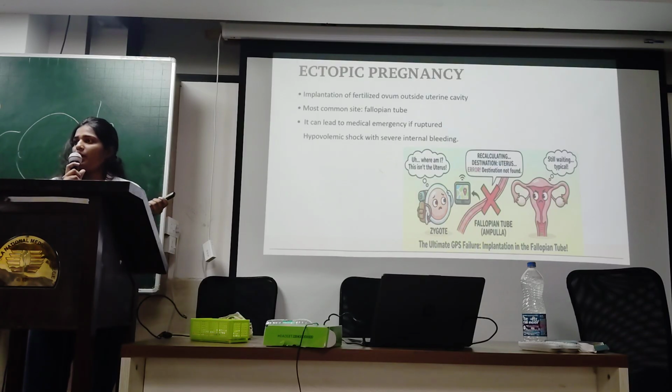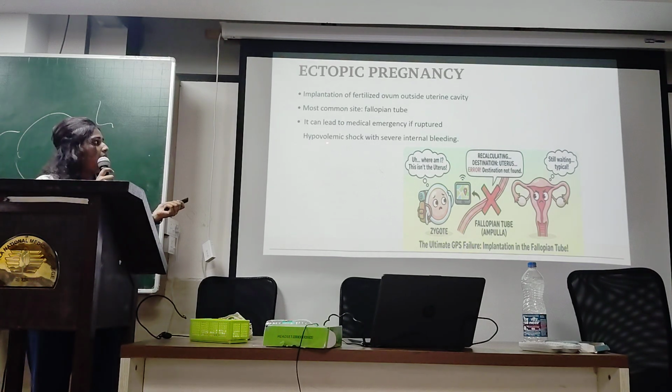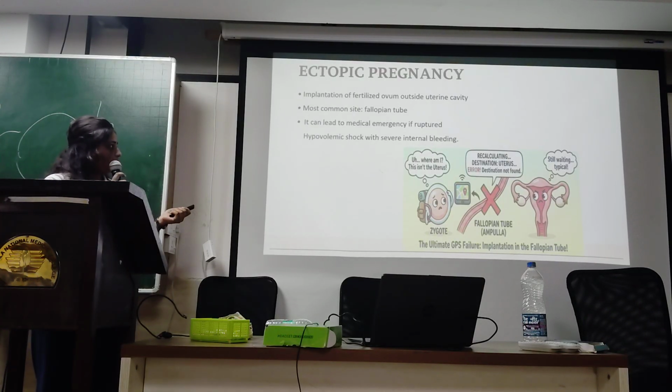As the embryo grows in the fallopian tube in ectopic pregnancy, it can lead to rupture of the fallopian tube, as the tube is thin, and lead to blood loss. The patient can go into hypovolemic shock with severe internal bleeding.